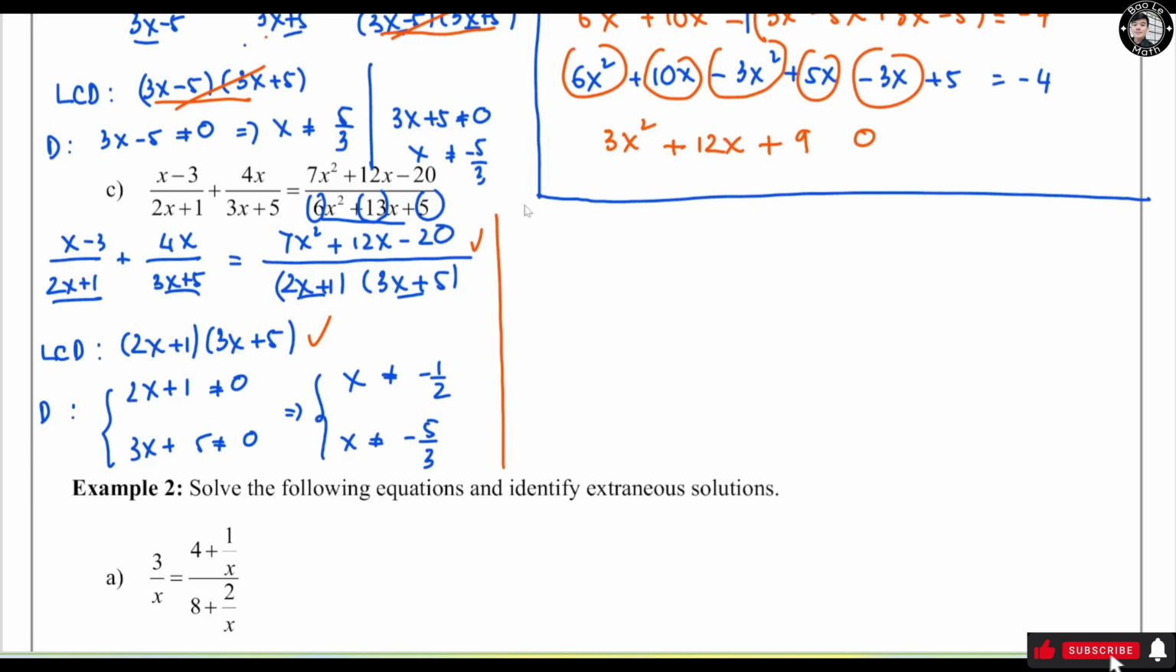So we have x minus 3 times 3x plus 5 plus 4x. This guy and this guy cancel out, so we have 2x plus 1 left. So it could be 2x plus 1 equals, the right hand side right here, actually the LCD. So if you multiply both sides by the LCD, this guy and this guy cancel out, we have the numerator left.